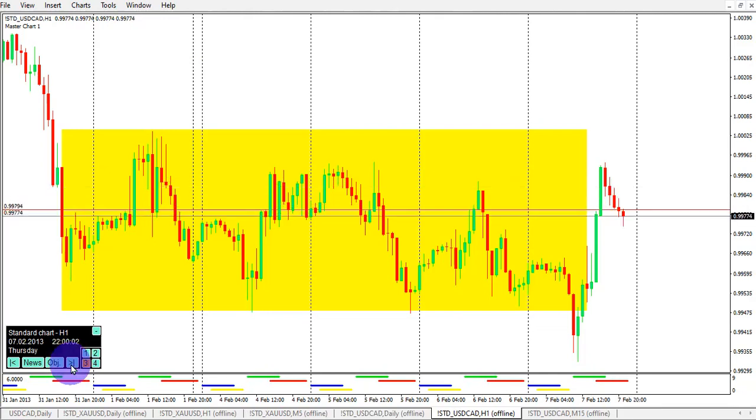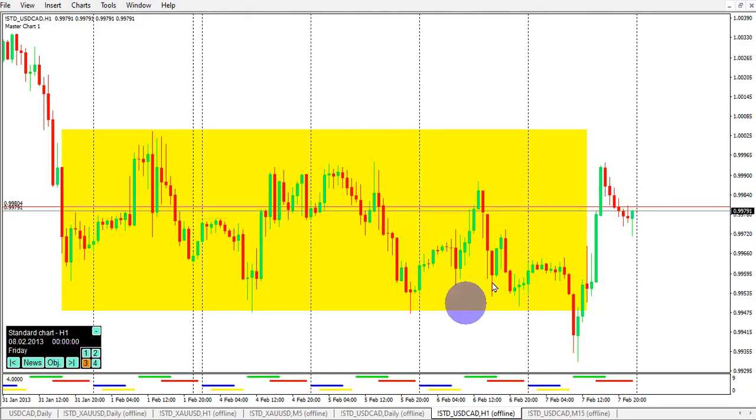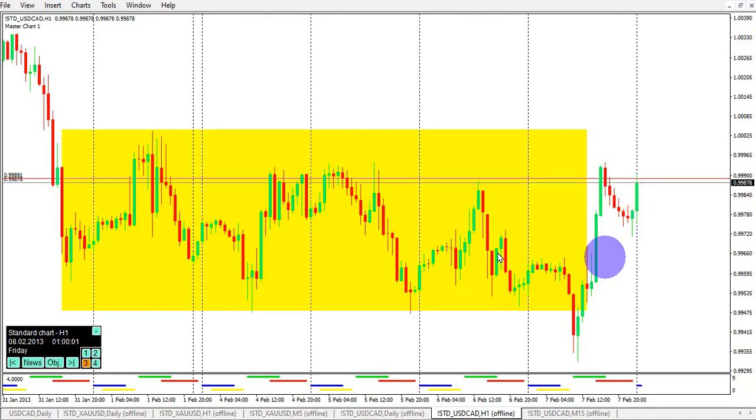All right, we continue higher. I mean, this is price retracing back into imbalance. This high also with this imbalance.